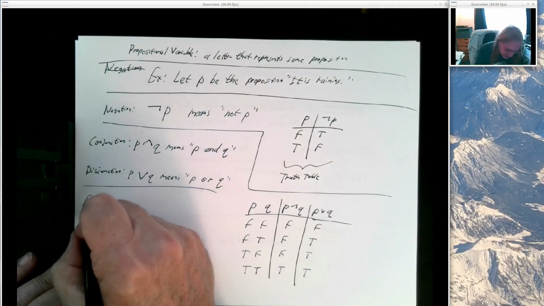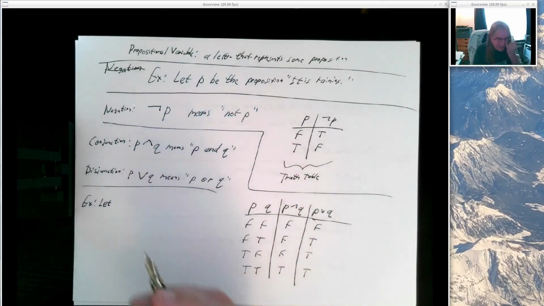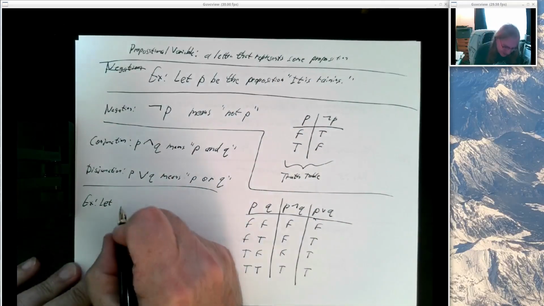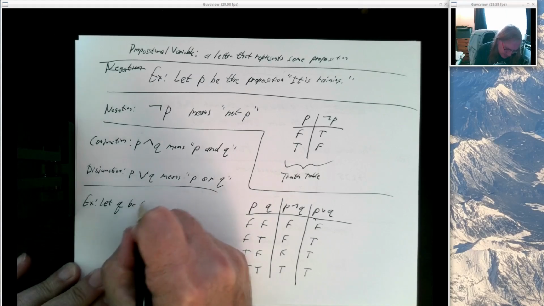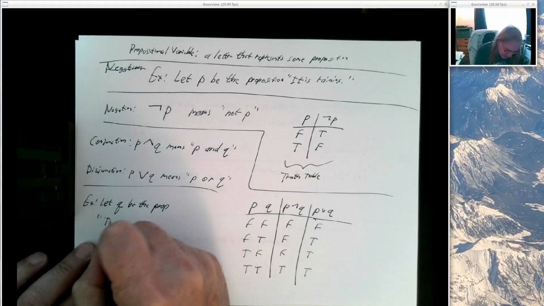So let's do an example. So we're still going to have P be the proposition that it's raining. Let Q be the proposition "today is Monday."